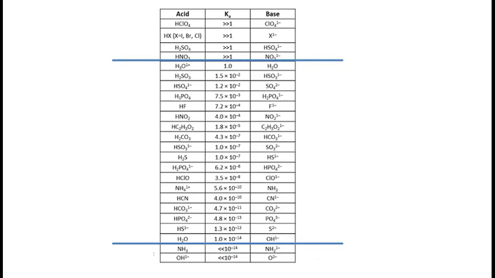The first thing to notice is the column headings. The entries on the left-hand side of the table are acids, while the entries on the right are bases. And on every single line is a conjugate pair. For example, across the table from hydrofluoric acid is the fluoride ion.